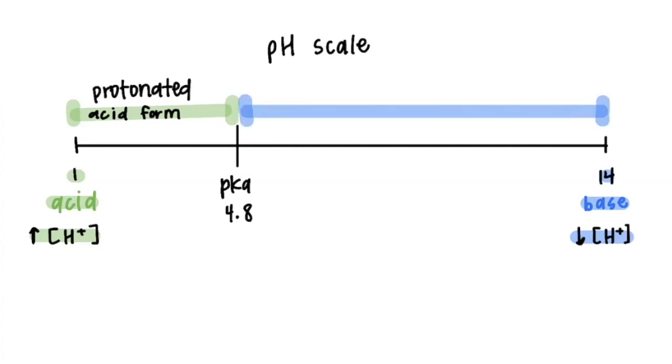Now if we take a look at the pHs to the right of the pKa, it's going to be in the base form. The definition of a Bronsted-Lowry base is that it is a proton acceptor. Therefore, it's not going to have that proton, it's going to be deprotonated so that it is ready to accept that proton when need be.